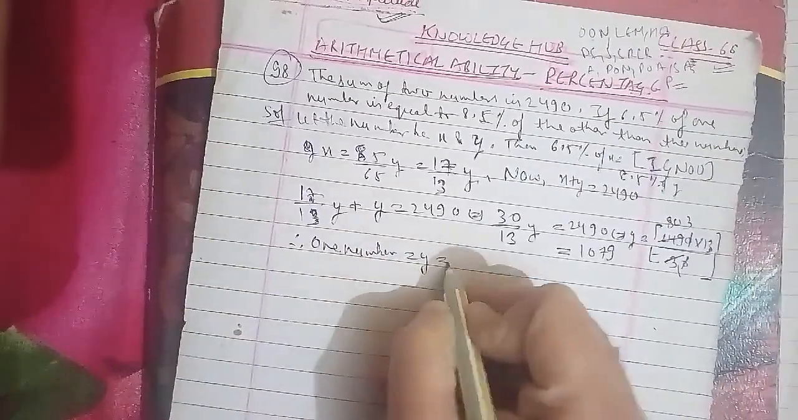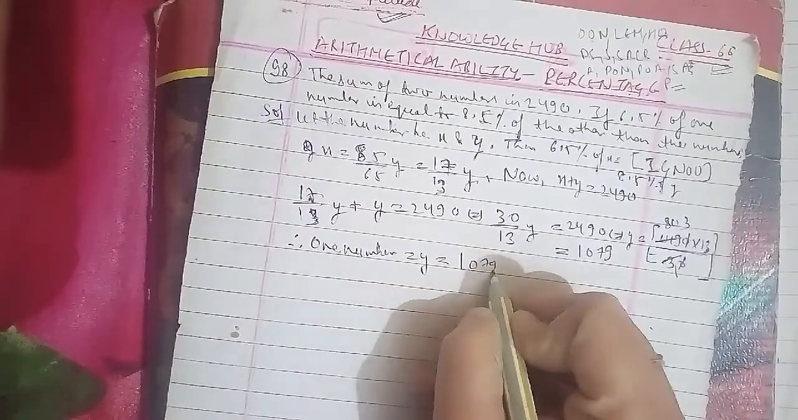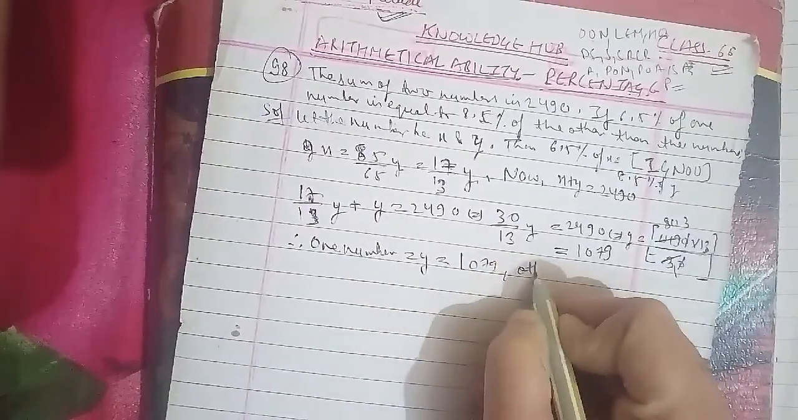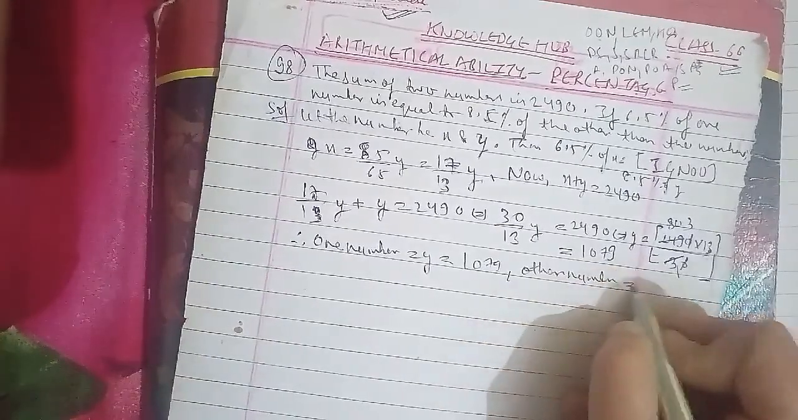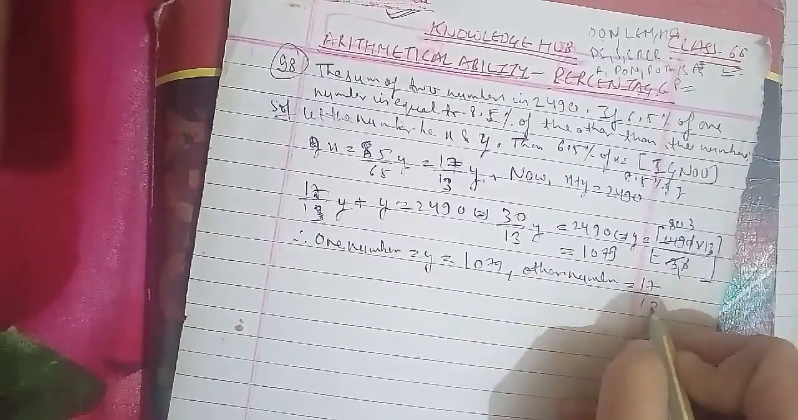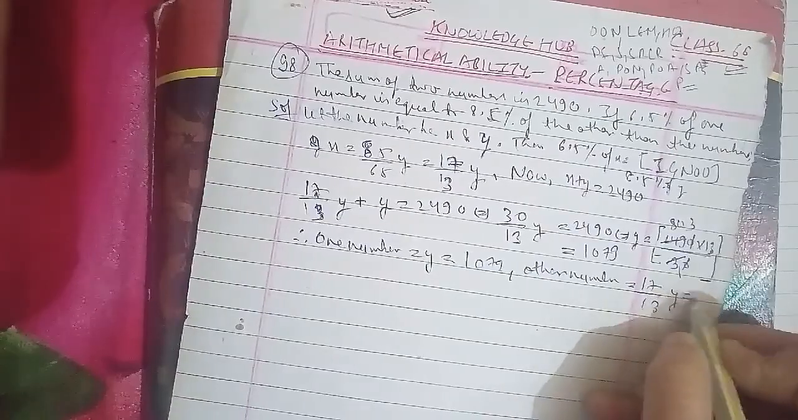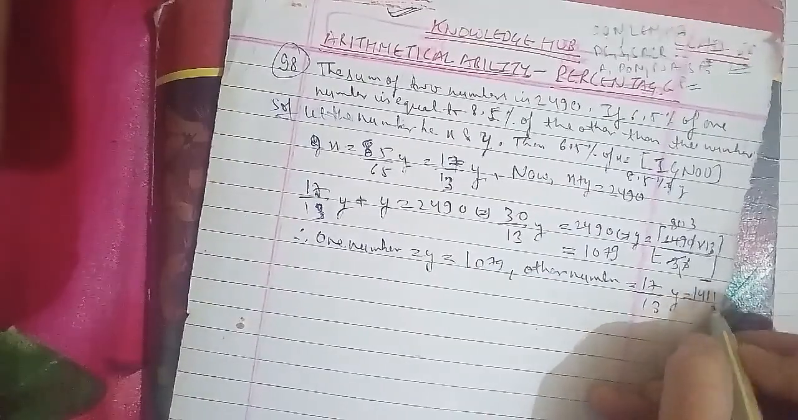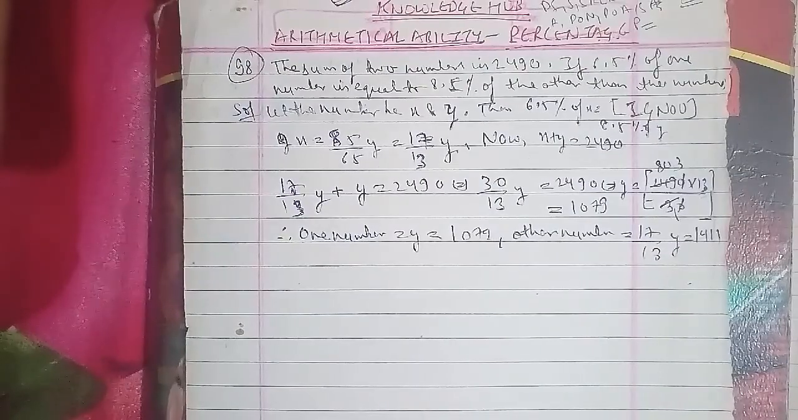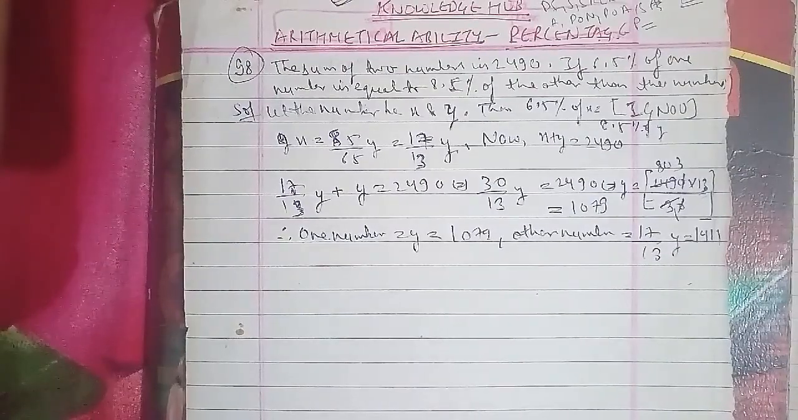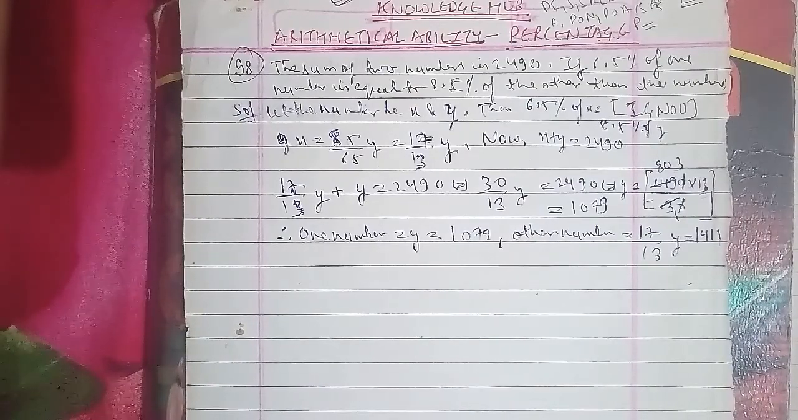So one number, y, equals 1079. The other number equals 17 upon 13 y, which is equal to 1411. That will be the answer here. Now we'll go ahead with the next question, which is another important question as well.